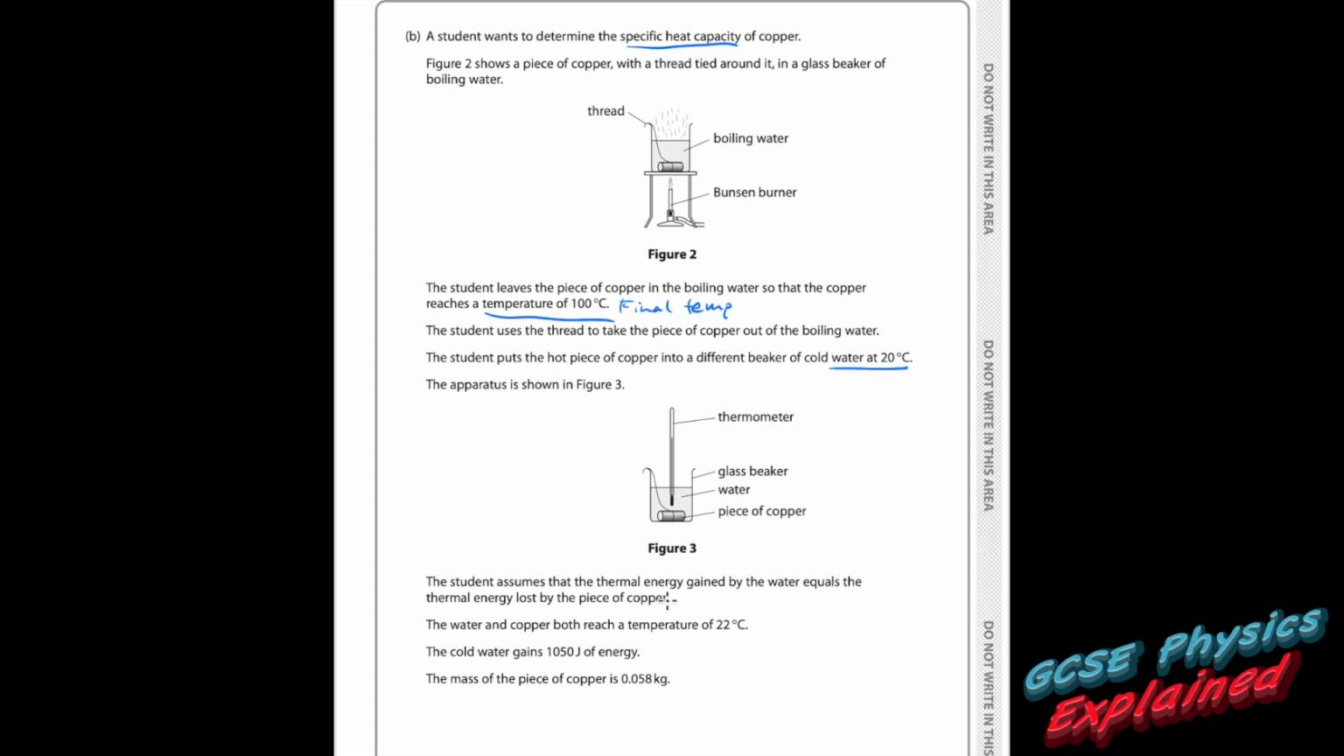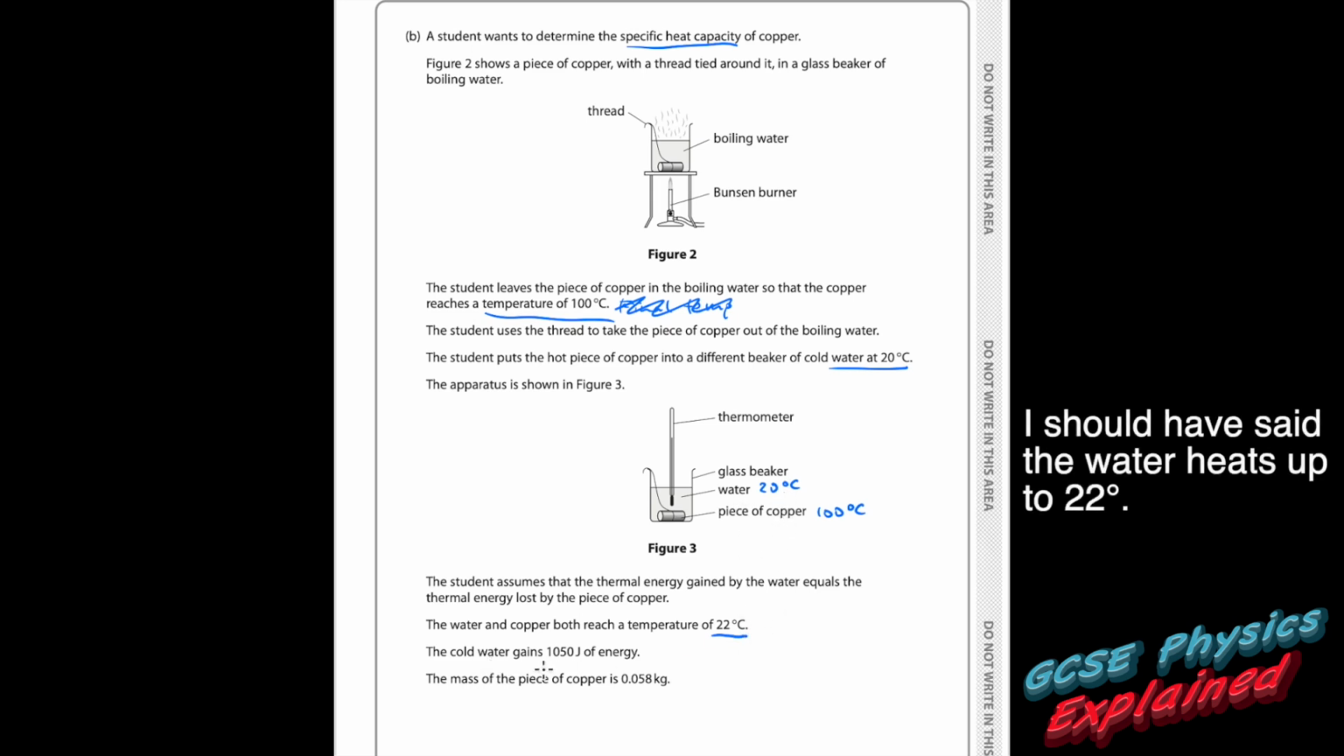The student assumes that the thermal energy gained by the water equals the thermal energy lost by the piece of copper. Right, so basically that piece of copper was 100 and it's going to cool down, and that water was 20 degrees C and it's going to heat up. So the final temperature is going to be somewhere in between those two temperatures. The water and the copper both reach a temperature of 22, so there you go. So the copper cools right down to 22 and the water heats up a little bit from 20. The cold water gains that much energy. The mass of the piece of copper is that.